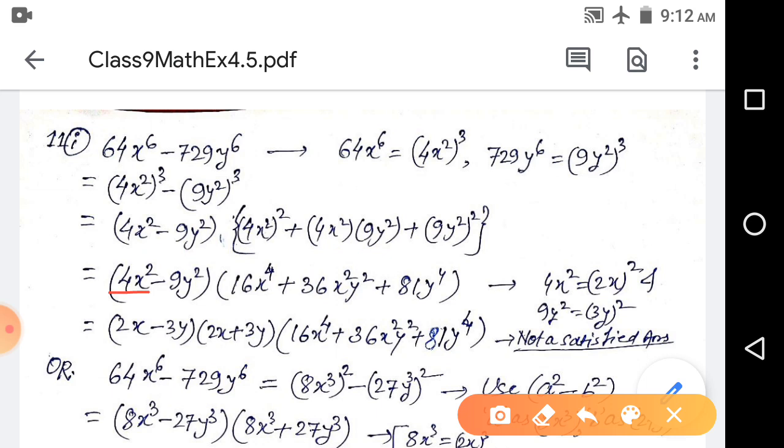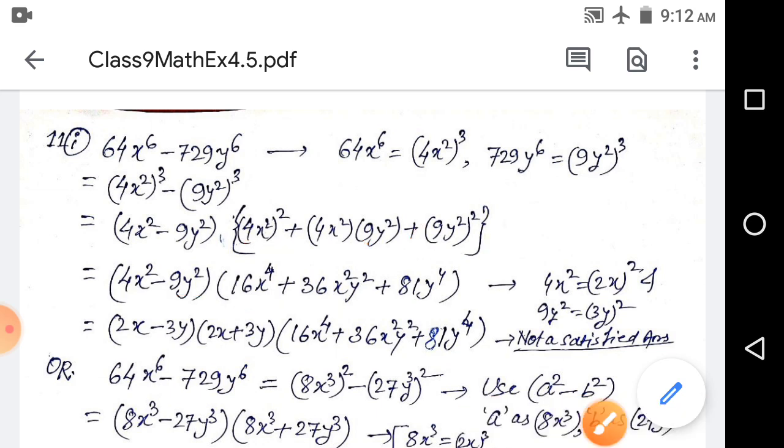Yes, it is 4x square, that is a, and 9y square, that is b, minus 9y square. Now for this it is 16. When 4x square is squared, it is 16x to the power 4. It is 4 into 9, 36x square y square, and 9y square squared gives 81y to the power 4.